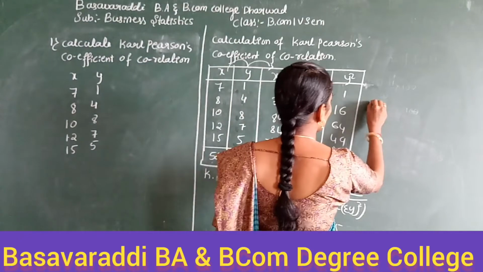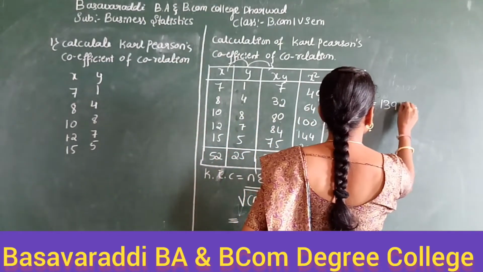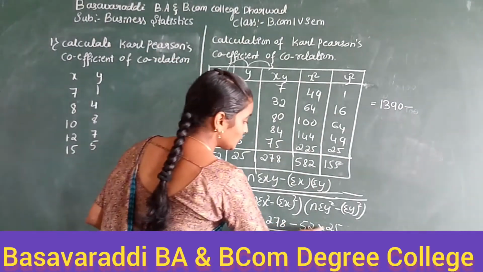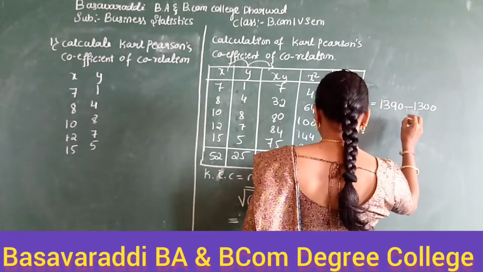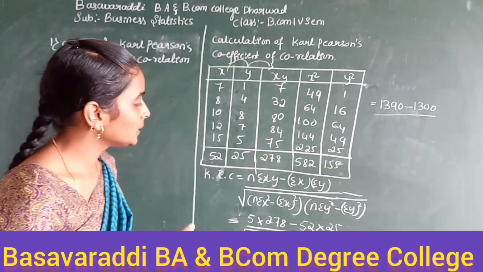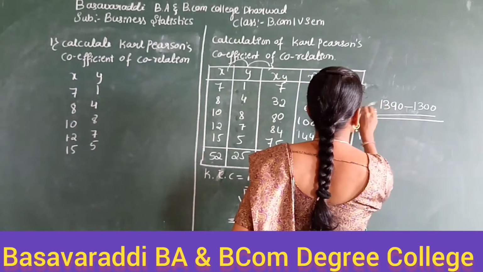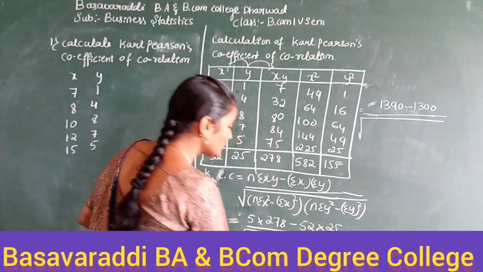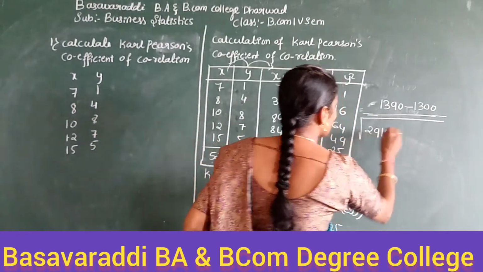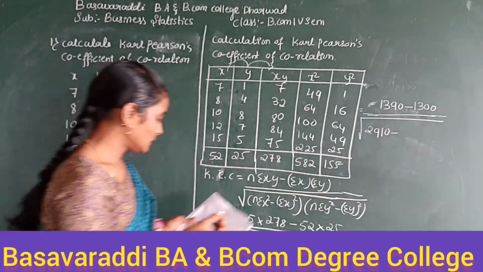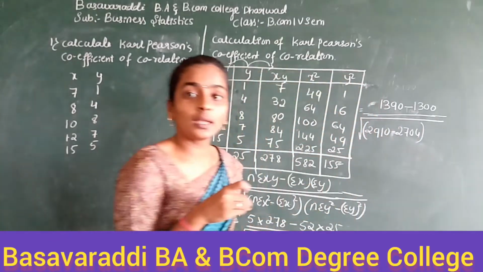The next is equal to 5 into 278. 5 into 278 is 1390, minus 52 into 25. 52 into 25 is 1300. Next, divided by square root of 5 into 582, 2910, minus again, 52 into 52, 52 square we have to find out, that is 2704.